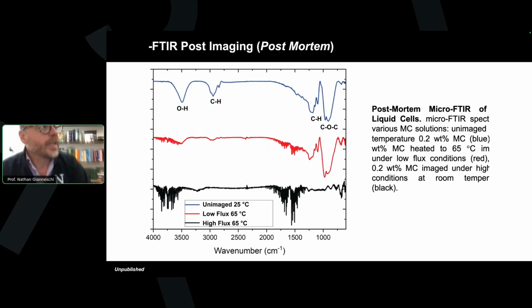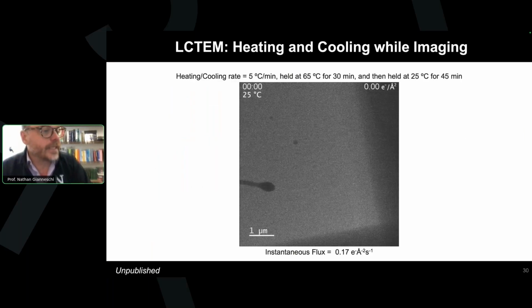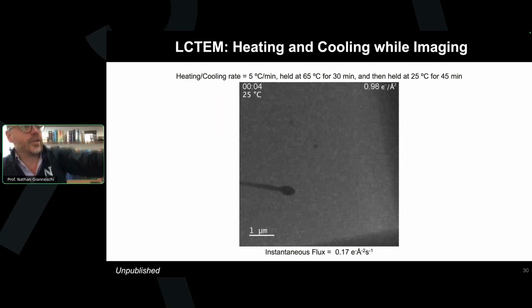So we're using these kinds of correlative approaches after the experiment to determine whether we are or aren't in that safe imaging mode. This experiment was then done under continuous flux, an instantaneous flux, I should say, of 0.17 electrons per angstrom squared per second. On the top right, you'll see the cumulative dose, temperature on the top left, and the time. You can see he's at 25 degrees centigrade.